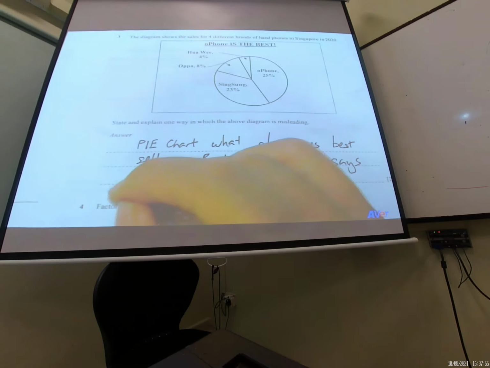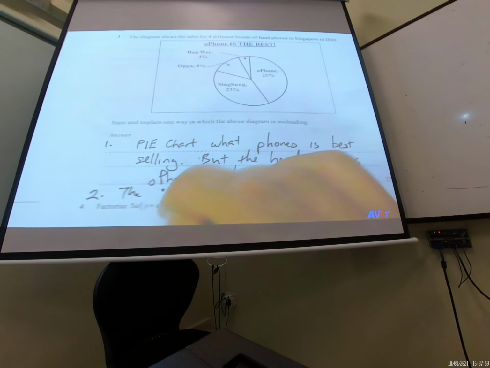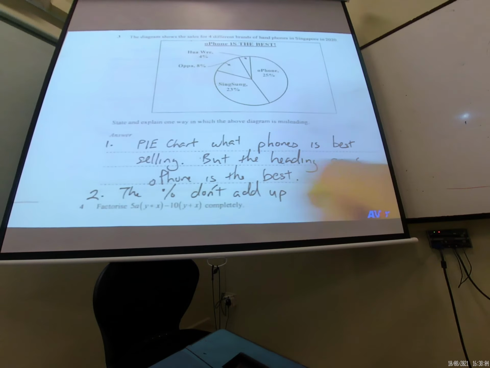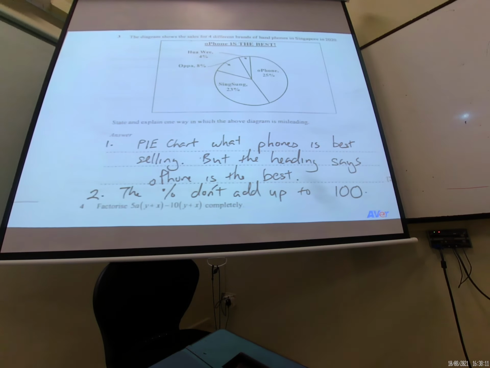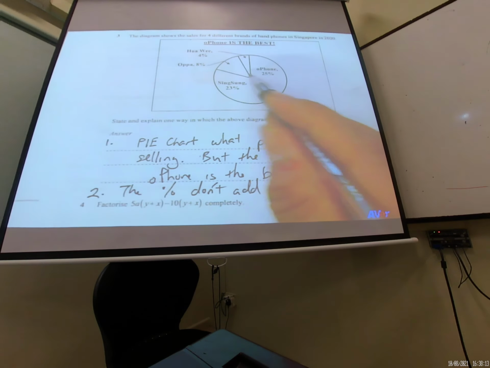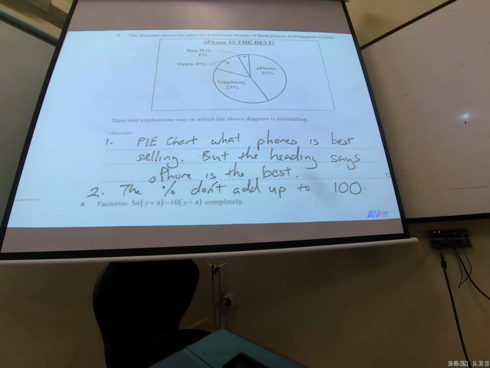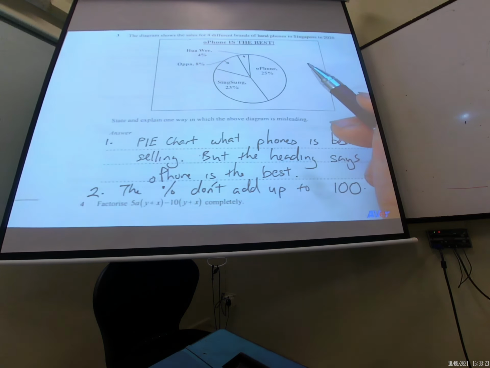The other answer is the percentages don't add up to 100. Okay? Usually, for pie charts, every part of the pie should add up to make 100%. But in this case, 25 plus 23 plus 8 plus 4 is all together only 60%. 40% is missing. Okay?